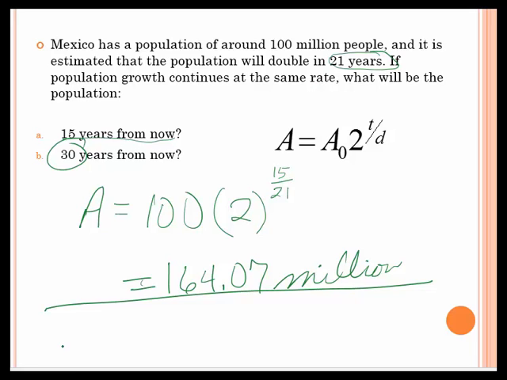So let's see what we get for the population in 30 years. We'd still have 100 as our A naught. We still use 2 as our base because it's doubling time, but instead of 15 over 21, we have 30 over 21 because our time is 30. Let's go back to our calculator.